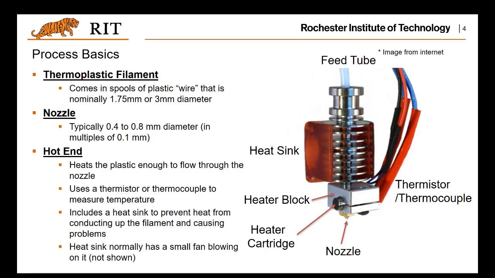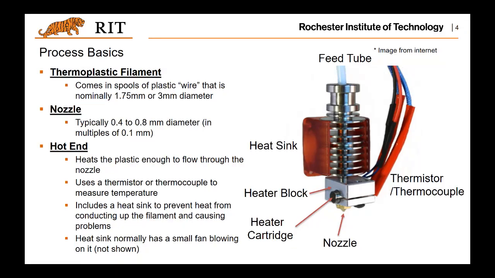Then we take a more detailed look at the components of the printers. So first of all, most of the machines utilize thermoplastic filaments. And basically it comes in spools or wires of material. Usually it has a dimension of 1.75 millimeter or 3 millimeter as the diameter. For the nozzle, usually it has 0.4 to 0.8 millimeters, and it changes in multiples of 0.1 millimeters. And here shows an illustration.